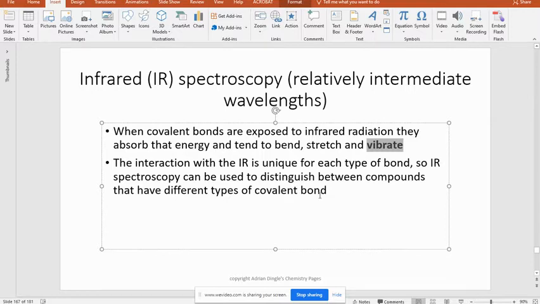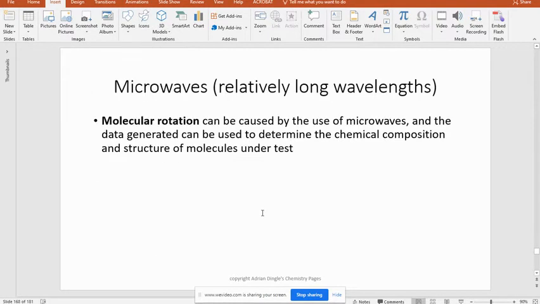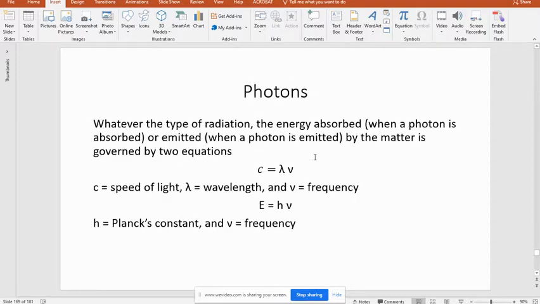And we're able to distinguish different compounds based on that. Microwaves will cause molecular rotation. And the way that I remember that microwaves cause molecular rotation is that in a microwave, you often have that turntable that goes around or rotates. So microwaves and molecular both start with M, and then rotation because of the turntable. So they're going to cause the composition to change under that test.